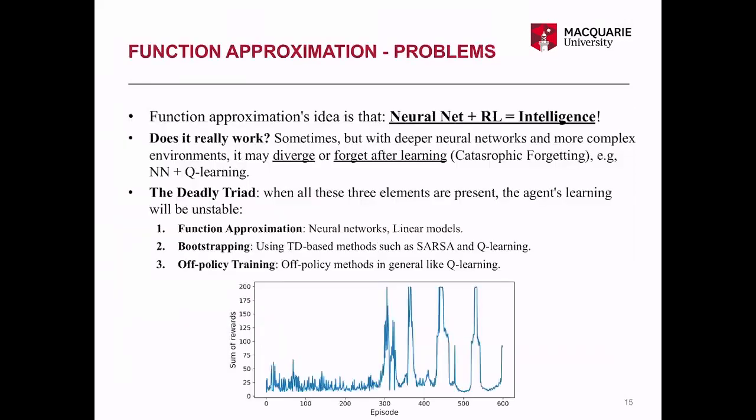All right. So what are the problems? The idea of function approximation is that we combine neural networks with reinforcement learning, and there we have intelligence. And it's usually not that simple. Sometimes it works, but with deeper neural networks and more complex environments, these methods may actually diverge, or they sometimes forget after learning something, a phenomenon called catastrophic forgetting, especially when you combine neural networks with Q-learning.